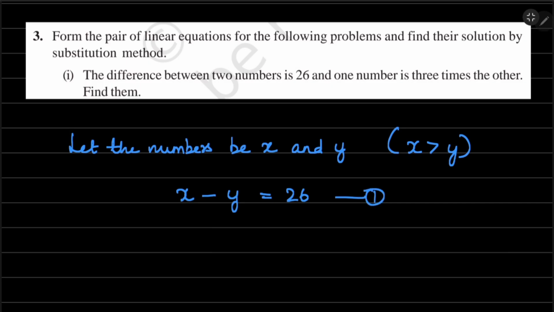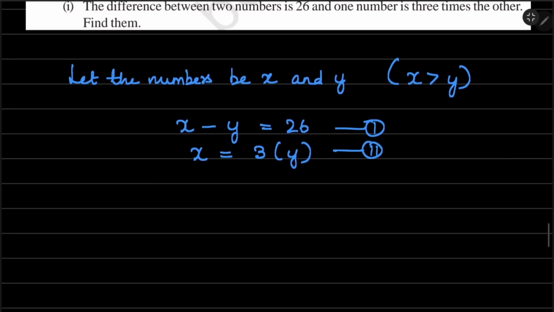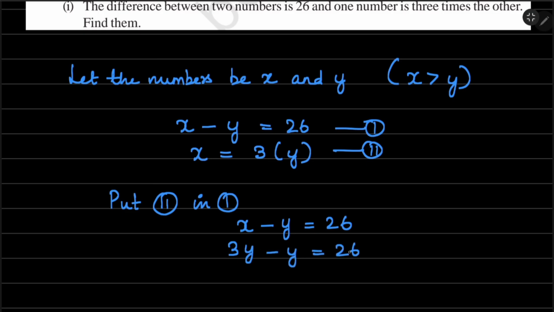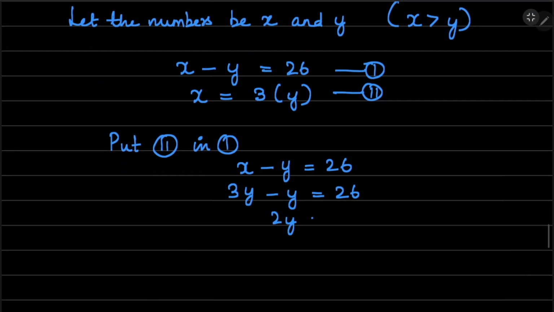And then one number is 3 times the other. So x is nothing but 3 times the other number, 3 times y. So this is your equation 2. Very easy. x is already in terms of y, so we can put equation 2 in equation 1. So what do you get? x minus y equal to 26. And what is x equal to? 3y. 3y minus y equal to 26. 3y minus y is 2y equal to 26. And therefore y is equal to 26 by 2, which is 13.